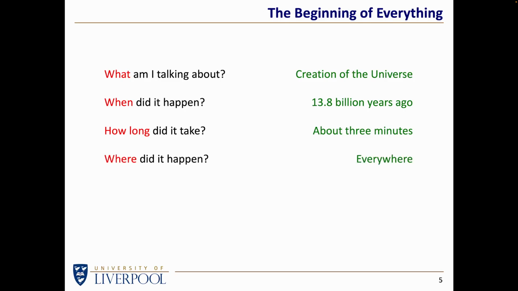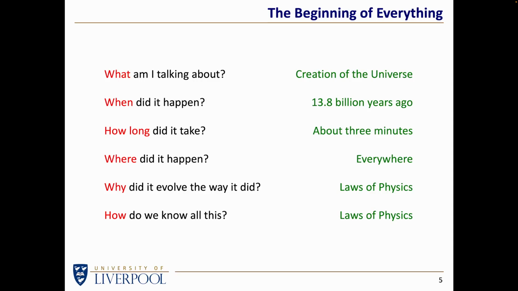Where did it happen is a common question. But remember, we're talking about the creation of everything. And therefore, by definition, it happened everywhere. The creation of the universe did not occur at one point in space. It happened everywhere. Why did the universe evolve the way it did over the last 13.8 billion years? Well, because of the laws of physics. And I'm a physicist. This is why this interests me. And how do we know all this? Same answer, because of the laws of physics.